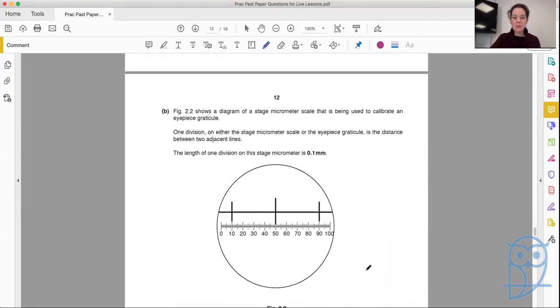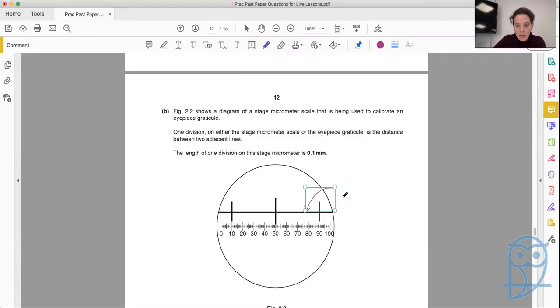Okay, so figure 2.2 shows a diagram of a stage micrometer scale that is being used to calibrate an eyepiece graticule. One division on either the stage micrometer scale or the eyepiece graticule is the distance between two adjacent lines. The length of one division on this stage micrometer is 0.1 millimeter. Okay, so which one is your stage micrometer and which one is your eyepiece graticule?